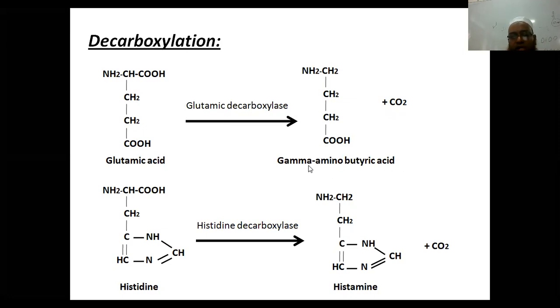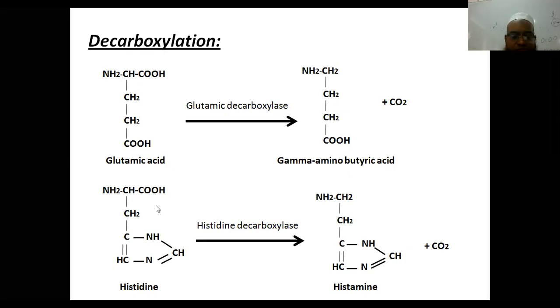Why is it gamma? Because here this one is the active radical, so we will count carbon from here. This one is alpha, beta, gamma. This is why it is known as gamma amino butyric acid. In short, it is known as GABA, and it is a neurotransmitter.